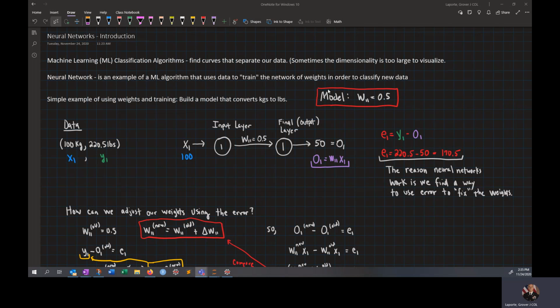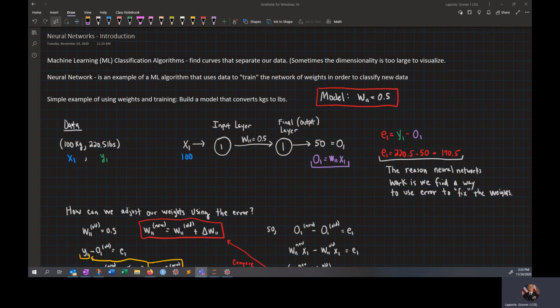So right now we want to build a model that converts kilograms to pounds. And our model right now, without any research at all, we just say W11 is equal to 0.5. I have no idea what goes in there. Well, I do now because we just worked through it. But at the beginning, maybe you don't know, so you just initialize weights to whatever.